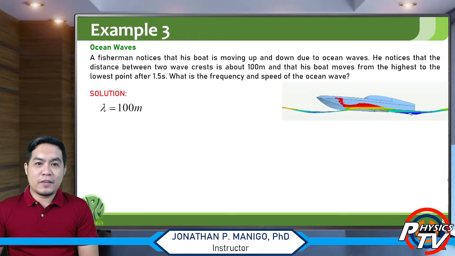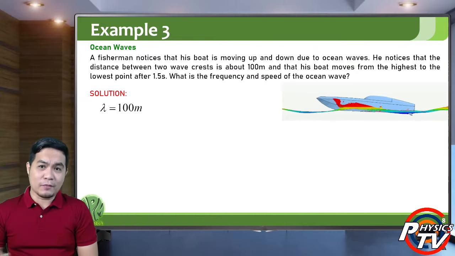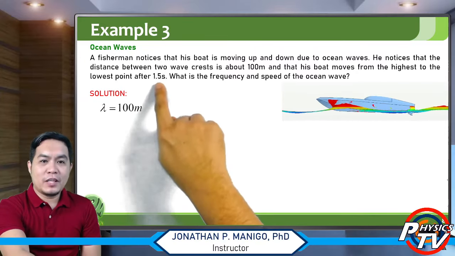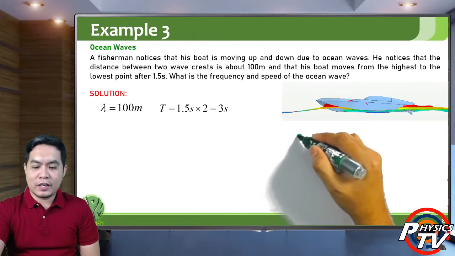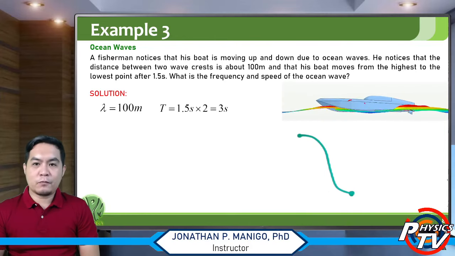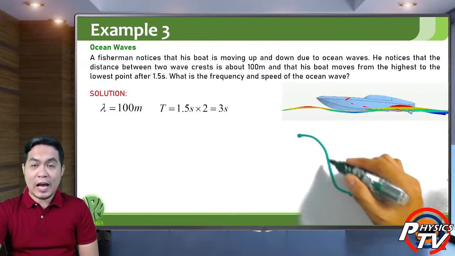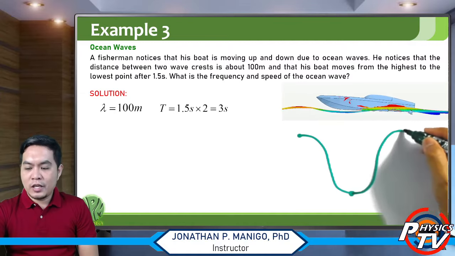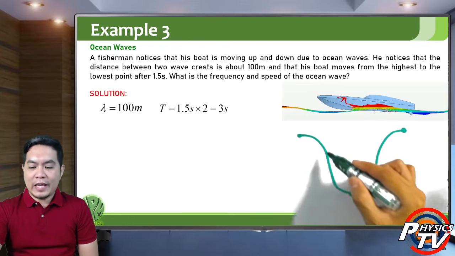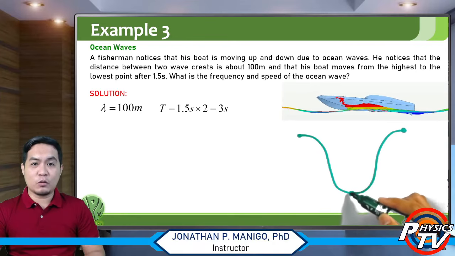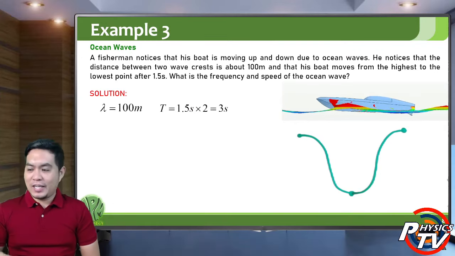In this problem, we are given the wavelength, the distance between two wave crests. It's 100 meters. That's the wavelength. But the time given here, 1.5 seconds, is just the time from the highest point, the crest, to the lowest point, which is the trough. That's actually half a cycle, because the full cycle is returning from crest to another crest. So we're only given half the period, 1.5 seconds. We need to multiply that by 2 to get the period, which is 3 seconds in this case.